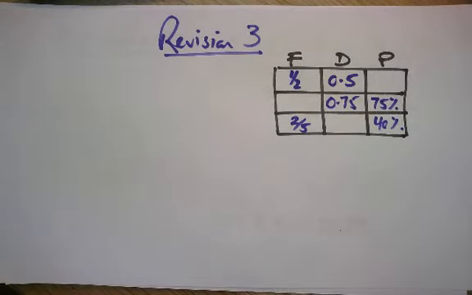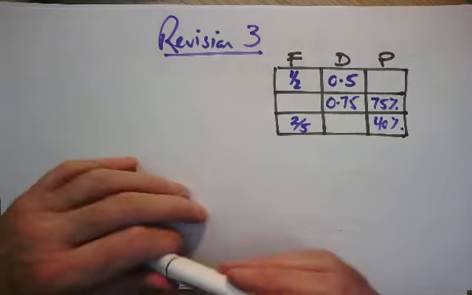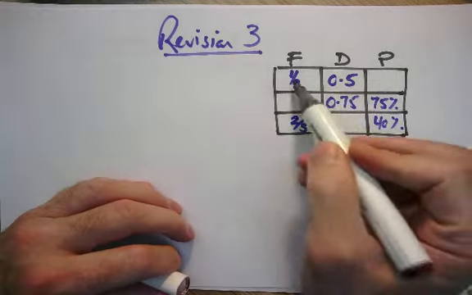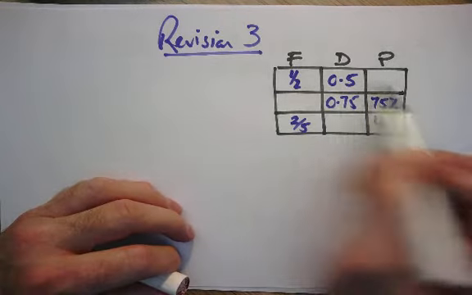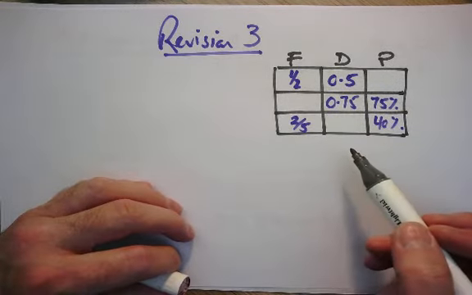Well, welcome to revision 3. Today, this one we're looking at fraction, decimal and percentage conversions. So we get a little table here and you've just got to then convert from fractions to decimals, decimals to percentages and all other things in between.